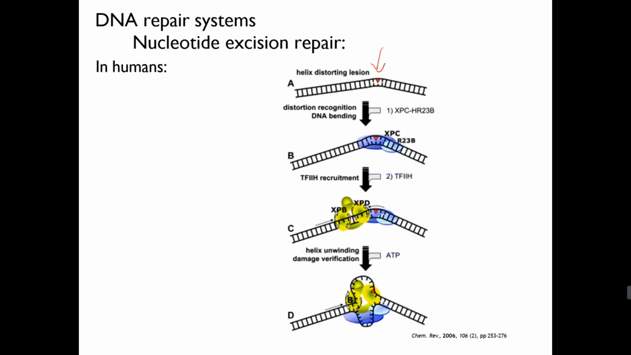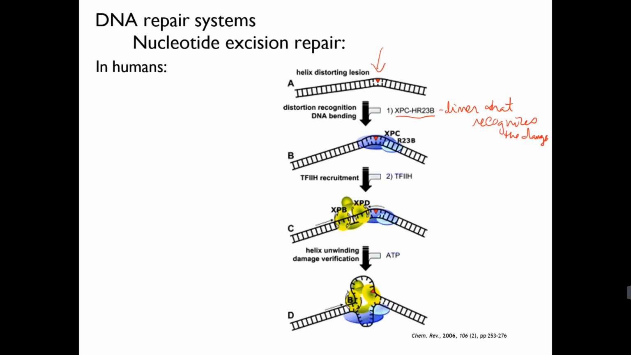This lesion is then bound by a dimer that recognizes the damage, and the damage recognition dimer is composed of XPC and HR23B, which is this dimer here. So it's a dimer that recognizes the damage. Okay, so they're both for damage recognition and binding.